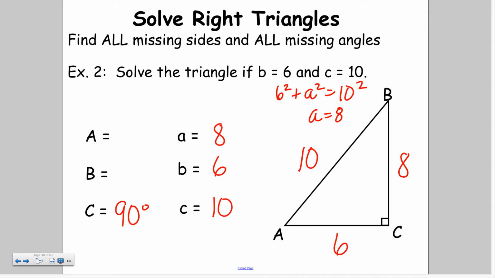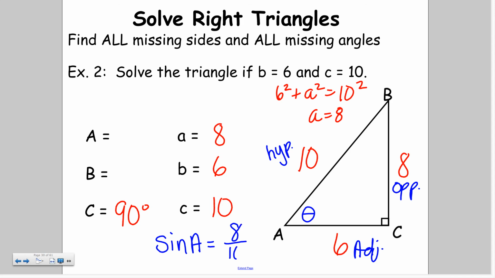Alright, so I've got all three sides, so I'm going to pick any angle but the right angle to be theta. And I'm going to use A. Now I can use sine, cosine, or tangent because I've got all three sides. I like to just stick with sine. You can do cosine, you can do tangent. I'm just going to stick with sine. So I want the sine of A. So let's see, there would be my opposite, hypotenuse, and adjacent. So sine is opposite over hypotenuse.